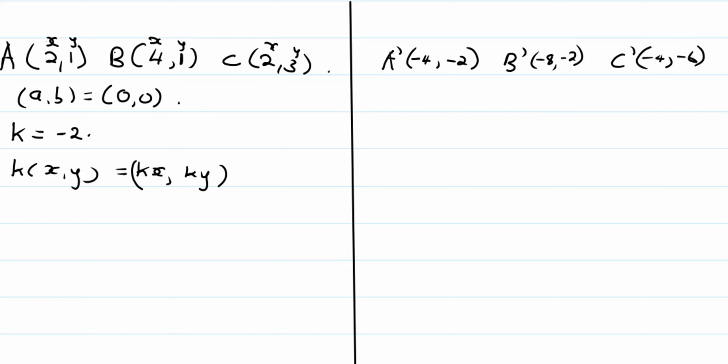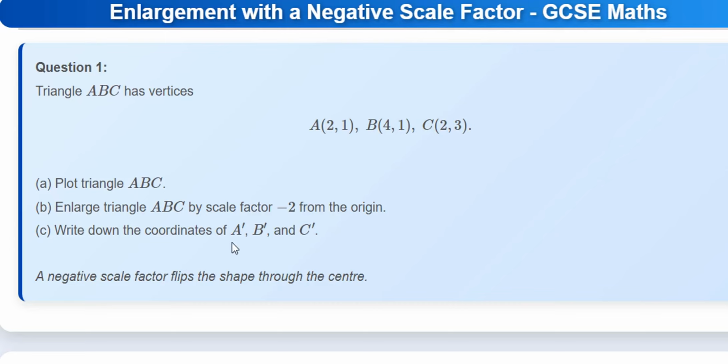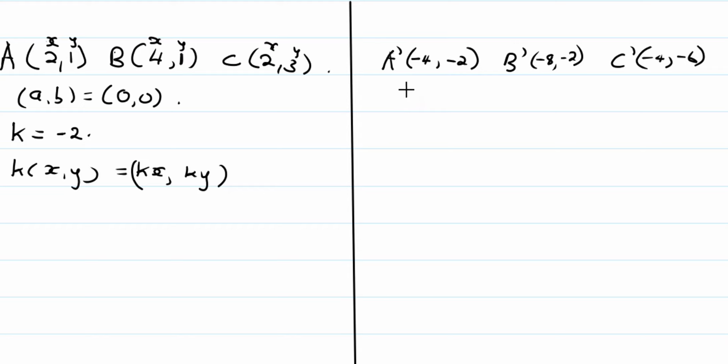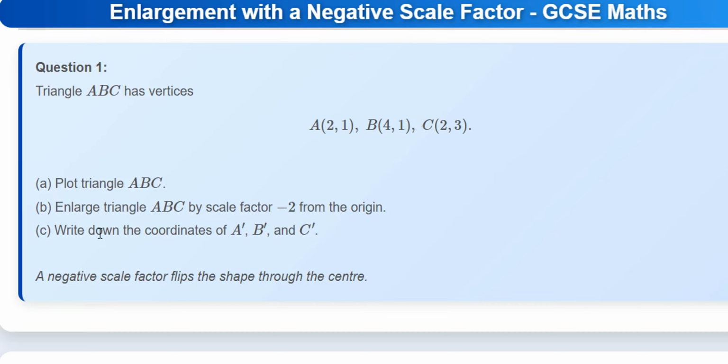The question here was asking, write down the coordinates of A, B, and C. We already have them here, these ones of the enlarged triangle. And then in part A, you are told to plot the triangle ABC. So we can plot it and actually plot the enlarged one, and compare to see if it is actually bigger than this one, because our scale factor was an integer, though it was negative.